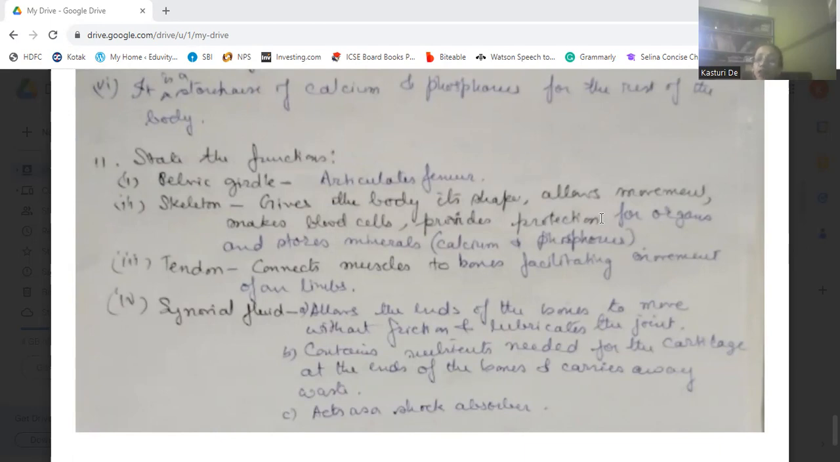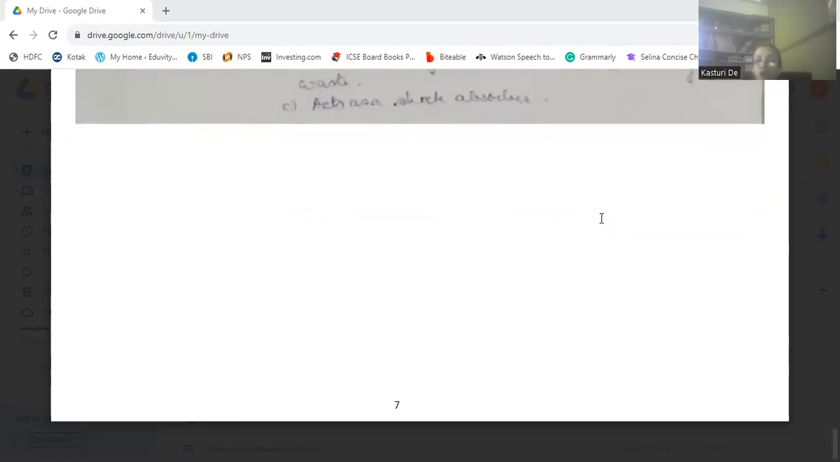Then synovial fluid acts as a shock absorber. It allows the ends of the bones to move without friction, lubricating the joint. It contains certain nutrients which are needed for the cartilage at the ends of the bones, and it carries away the waste. Those nutrients are found in the synovial fluid. It also carries the weight, and it acts as a shock absorber.